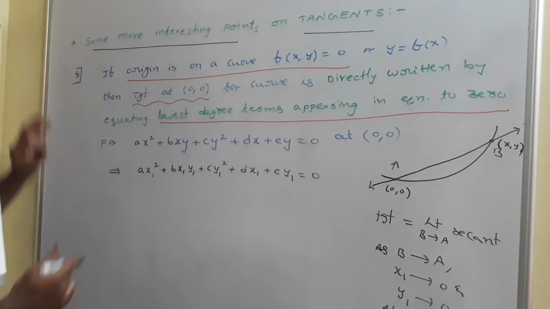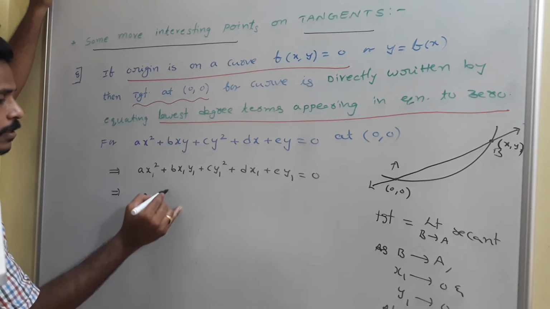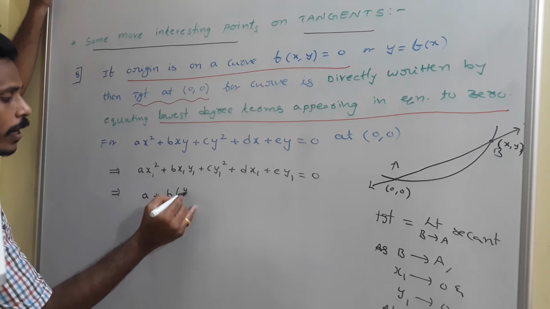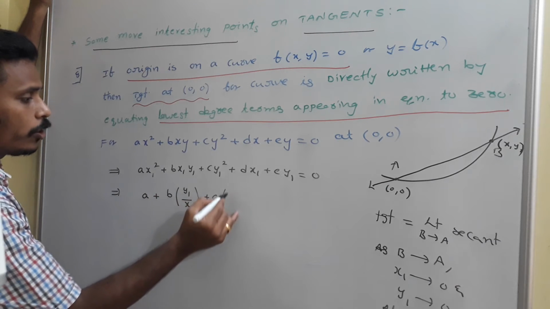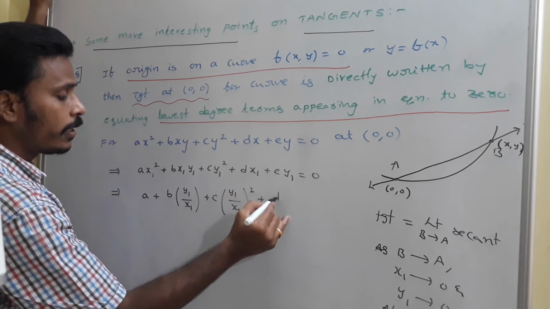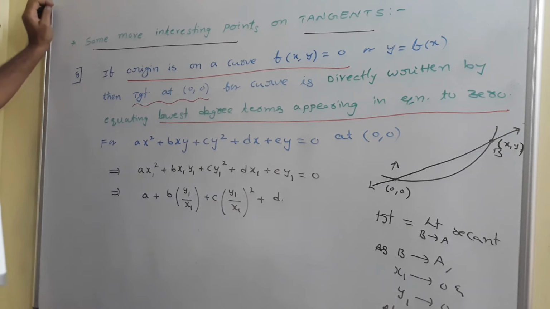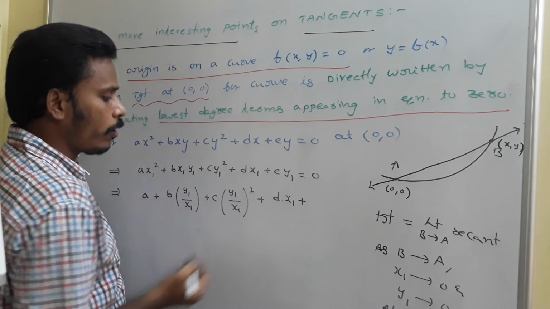You just divide everything by x1 square. What will happen? a plus, since we are dividing by x1 square, b into y1 by x1 plus c into y1 by x1 square plus d into, since we are dividing by x1 square, right? What will happen? Since we don't have y1 by x1 there, you just leave it.